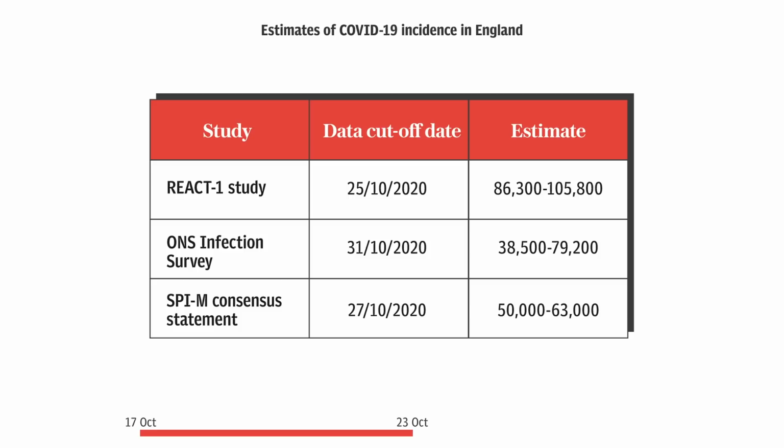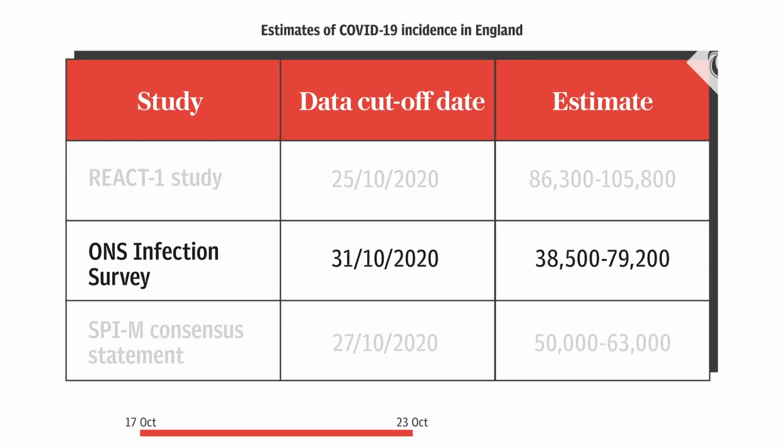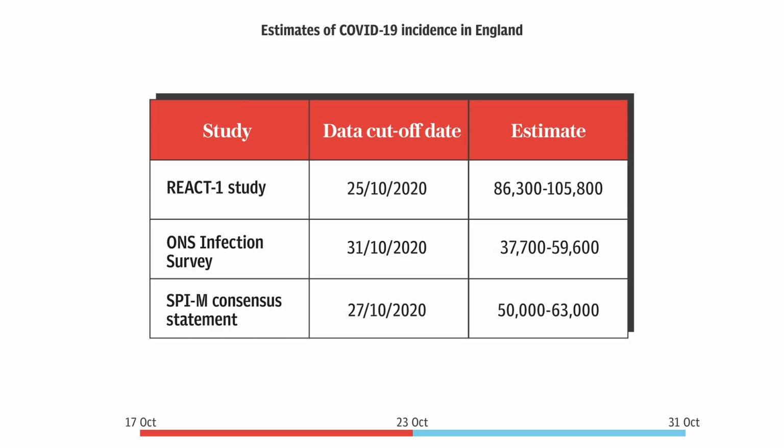Since then, the Office for National Statistics has updated their estimate. Initially they said the estimate was between 38,500 and 79,200. Then they narrowed it down to 37,700 and 59,600. So what does this mean? The ONS revised their figures because coronavirus infections began to stabilise. It's perhaps worth noting that the two other estimates weren't revised. So the ONS estimate narrowed, showing that daily cases of coronavirus had stabilised.